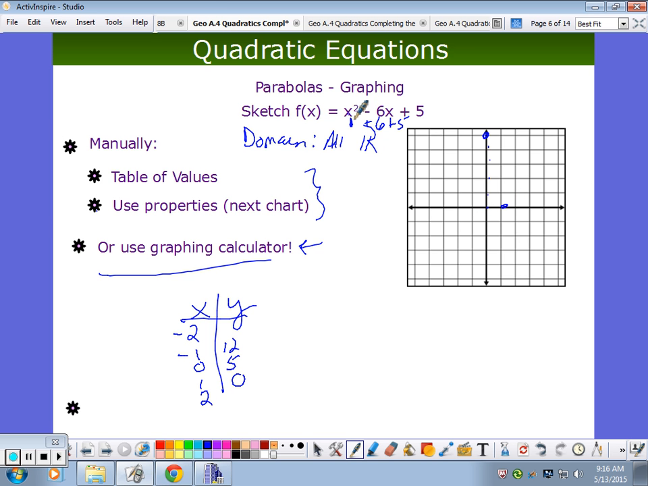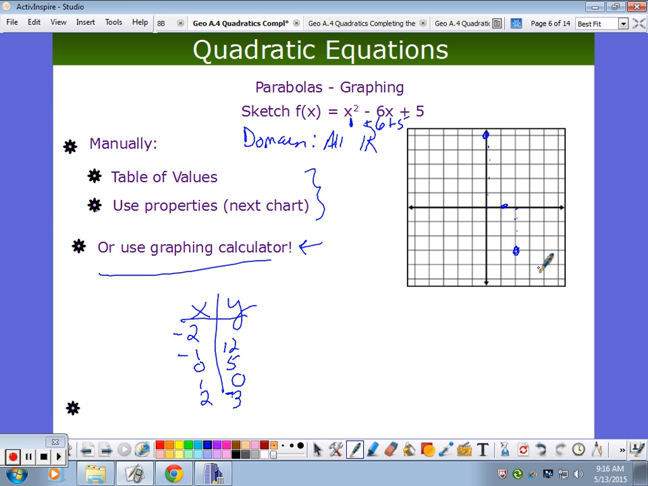How about 2? 2 squared is 4. Minus 6 times 2. 4 minus 12? Negative 8 plus 5? That's 3? I hope I'm doing it right. You know, sometimes you do these in your head. No, that's not right. It's 4 minus 12 is negative 8. Negative 8 plus 5 is negative 3, right? And so now my next one here is 2, negative 3. Okay, this is table of values.